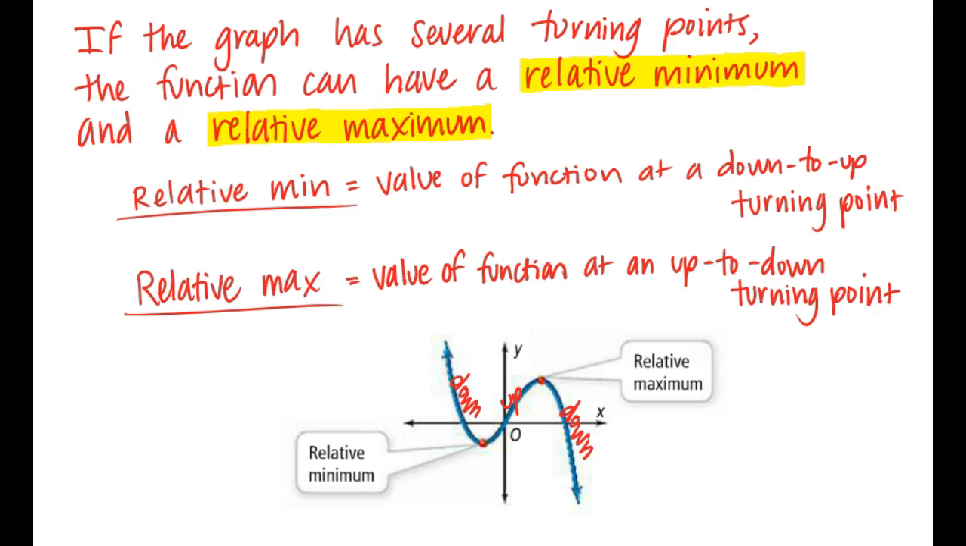If the graph of a polynomial function has several turning points, the function can have a relative minimum and a relative maximum. A relative minimum is the value of the function at a down to up turning point.